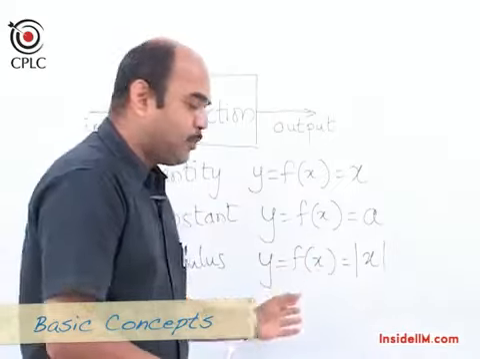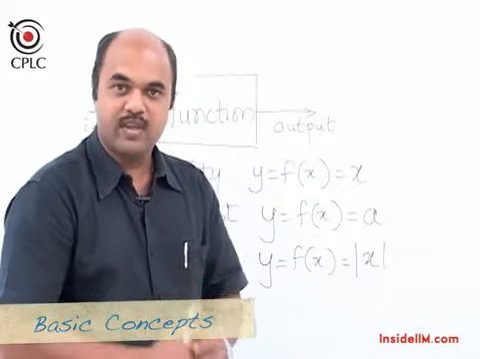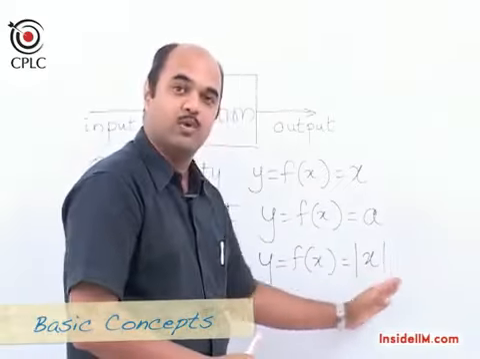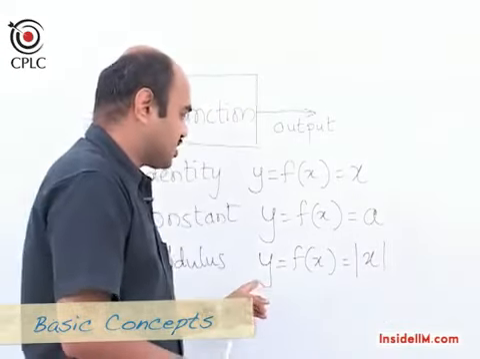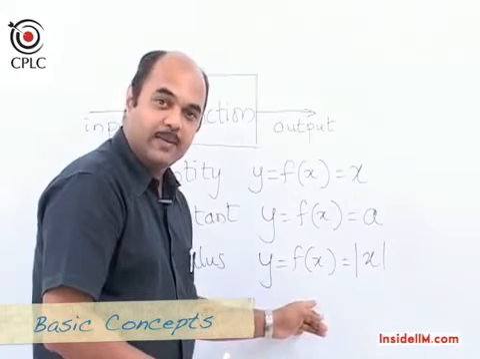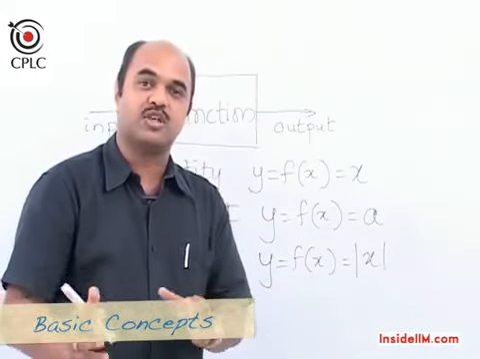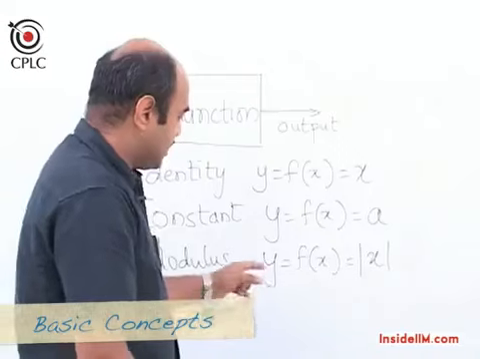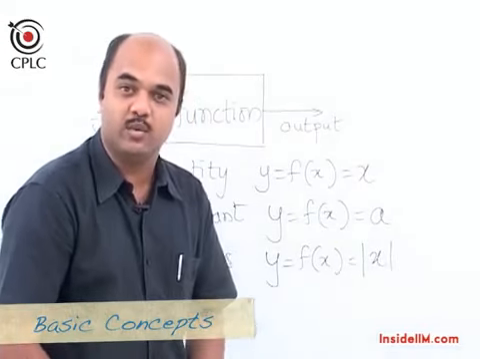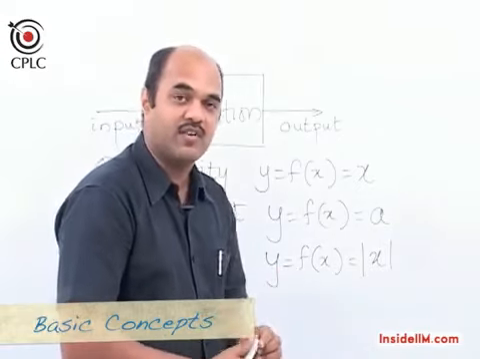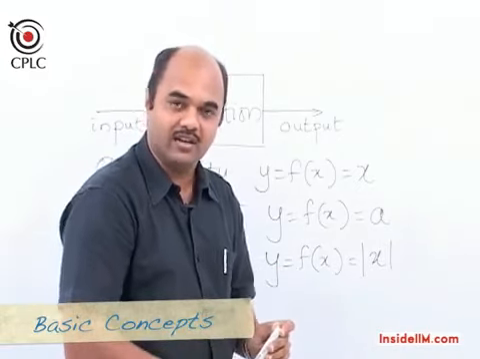However, if the input is minus 2, if the input was 2, we've got the output as 2. If the input is minus 2, this function, because it's going to take only the absolute value, the output will still remain 2. And hence, such a function will always give an output which is a non-negative value. Modulus function can never have the output as a negative value.